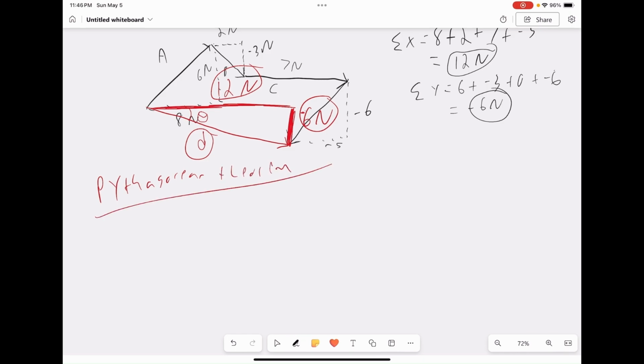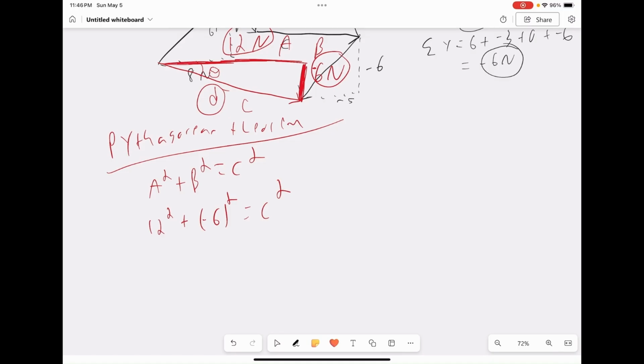So the Pythagorean theorem says a squared plus b squared equals c squared. A, b, and c are just your three sides. A and b are these two. C is your hypotenuse. Which one you call A and which one you call B does not matter. Okay, so I'm going to say 12 squared plus negative 6 squared equals c squared and solve that for c. 12 squared is 144. 6 squared is 36.